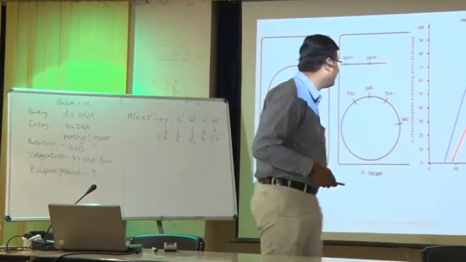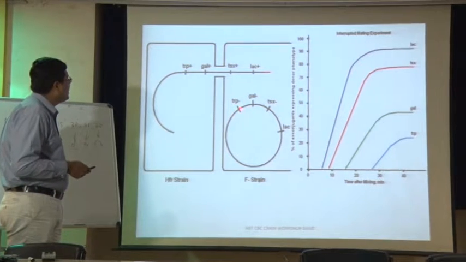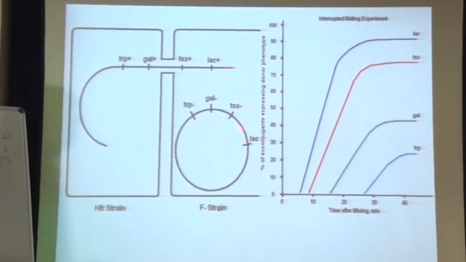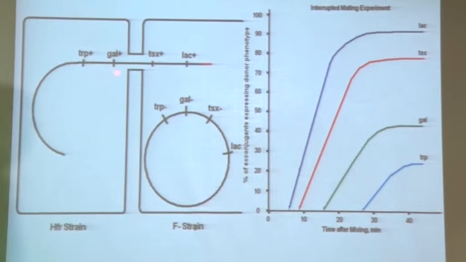For example, यहाँ पे एक दिया गया है, this is your HFR strain and this is your F strain. These are the different markers which are getting entered, LAC plus, TSX, GAL plus and TRP plus. Now this organism, the recipient, does not produce all these genes, it does not produce the enzymes, it is devoid of all these genes. Are you getting it? So that's why if all these genes will enter from HFR strain to F strain, it will become positive. But we want to find out which gene is entering first. For that we have to do this experiment.